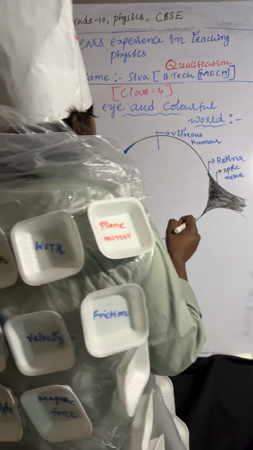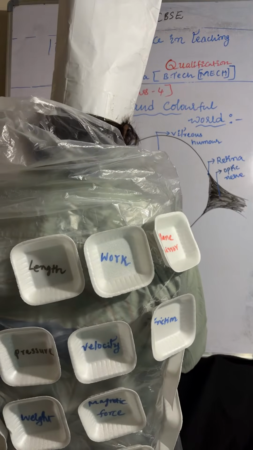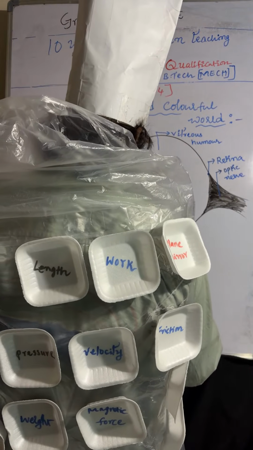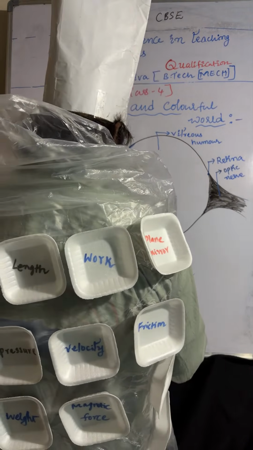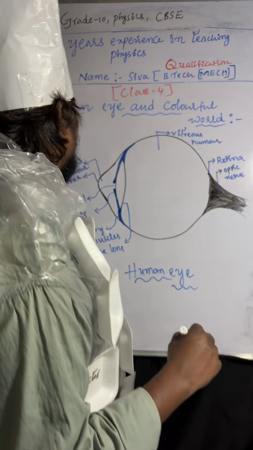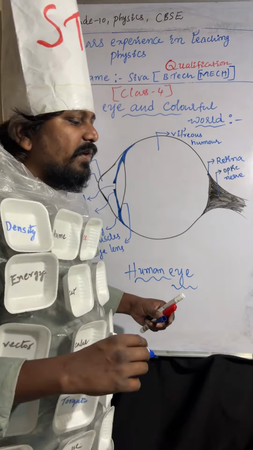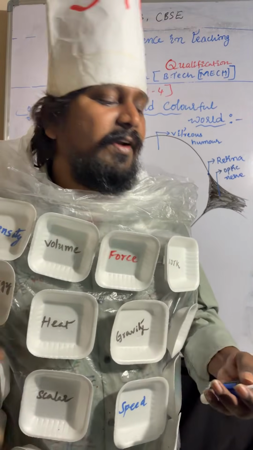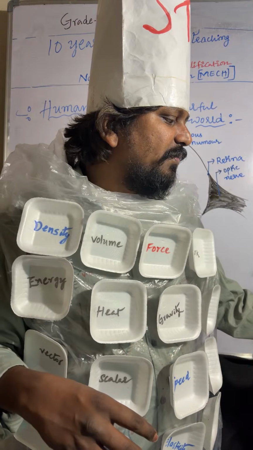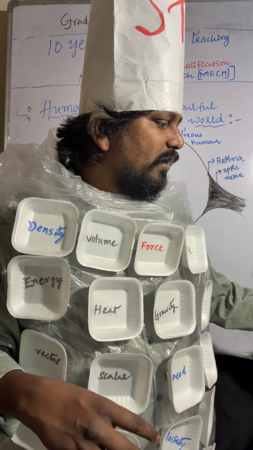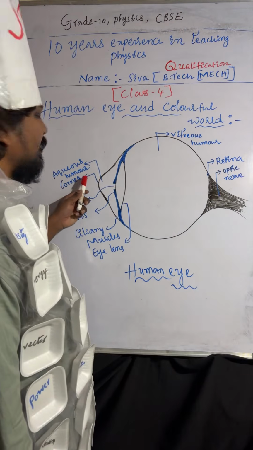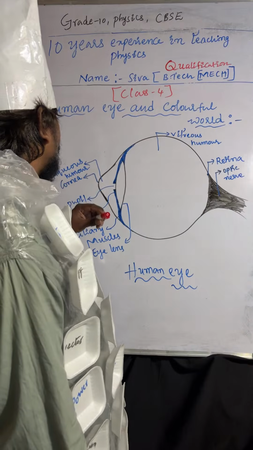So optic nerve, retina, vitreous humor, human eye. First one is the cornea. The cornea is the frontal layer, the protective layer of the eye. Most of the refraction takes place at the cornea.